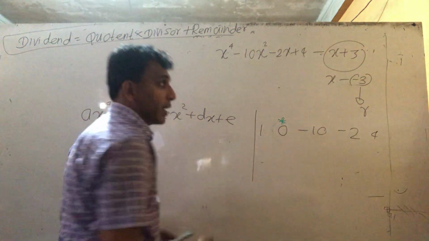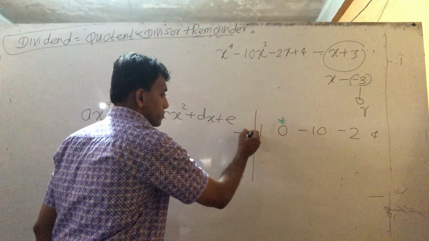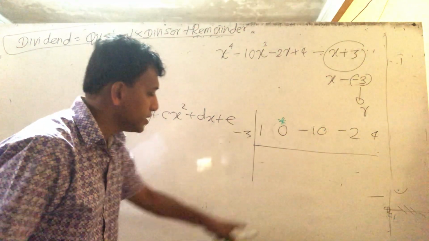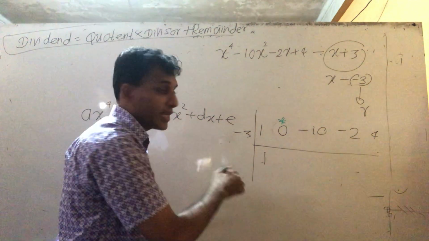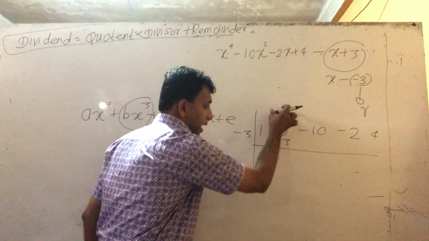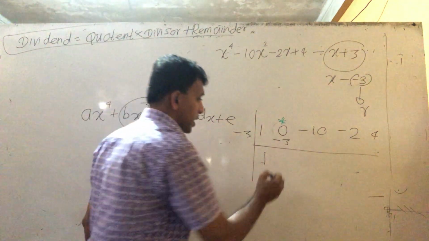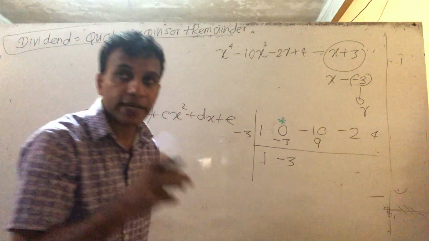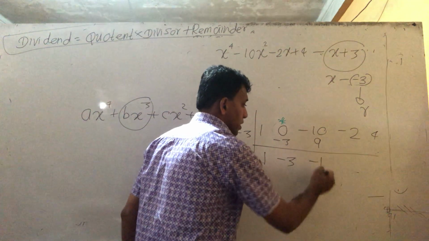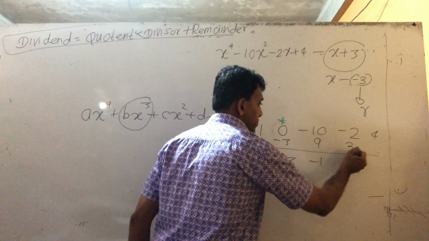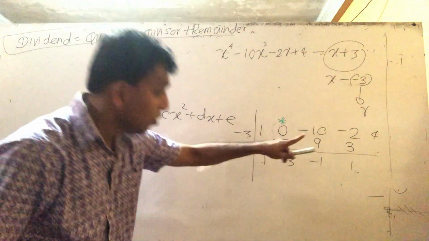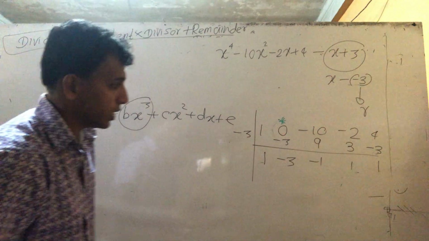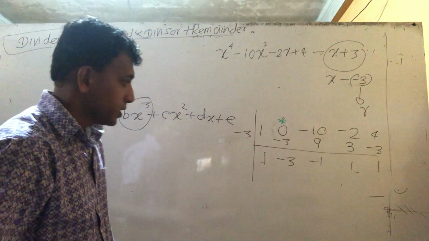Now what? Draw a line. r is minus 3. Draw, underline it. So now the mechanical part: write this one here. 1 into minus 3, minus 3. Add this to 0 and minus 3 addition, minus 3. This into this, 9, minus 10 and 9, minus 1. This into this, plus 3, here 1. Okay, 1 into minus 3, minus 3. And at the end, 1. Is it okay? Right? Minus 3. This is the final way.